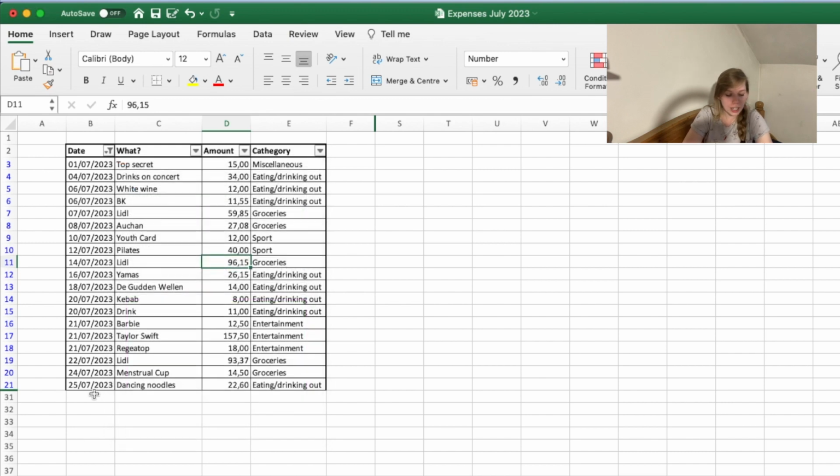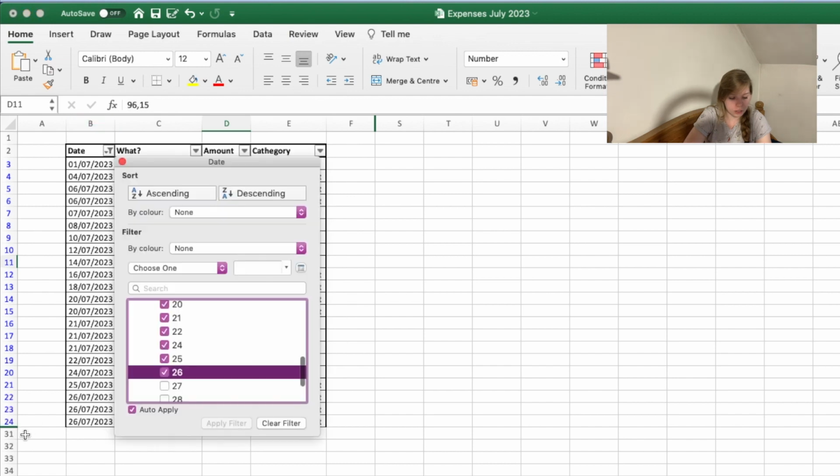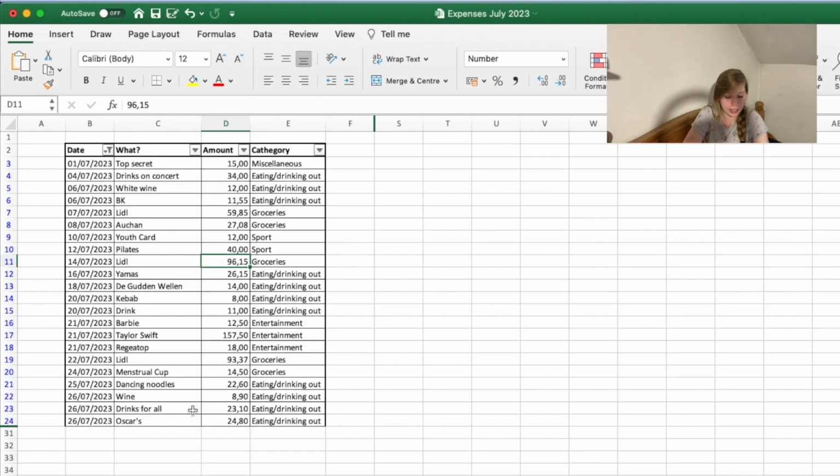Then 25th of July, we went for Dancing Noodles, and then we went for Barbie. Dancing Noodles is a place with ramen in the city center, and it was 22.60 euros. Then 26th of July, wine, 8.90.